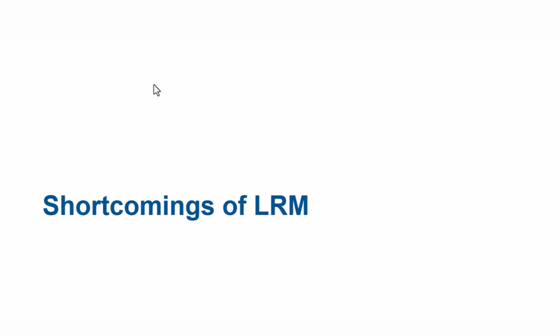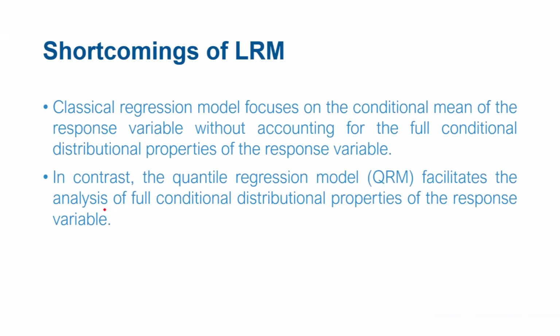In this video, we'll start the discussion with some of the shortcomings of the classical linear regression model. We have already discussed the linear regression model. We have also discussed its ordinary least square minimization scheme, where we minimize the summation of squares of residuals or regression errors. Let us start with the shortcomings of this LRM or classical linear regression model.